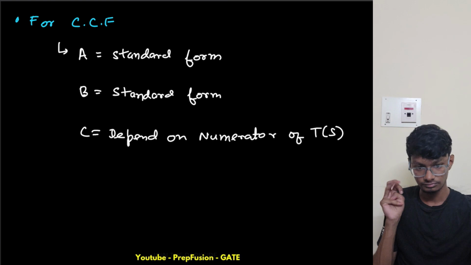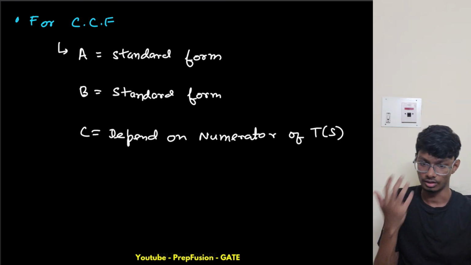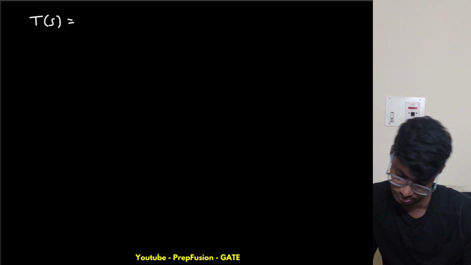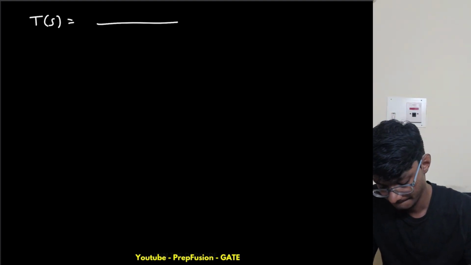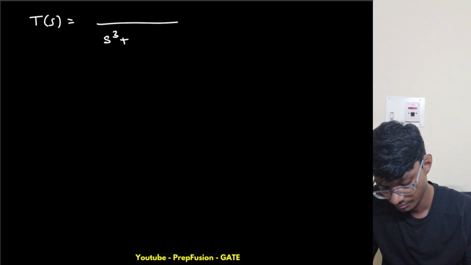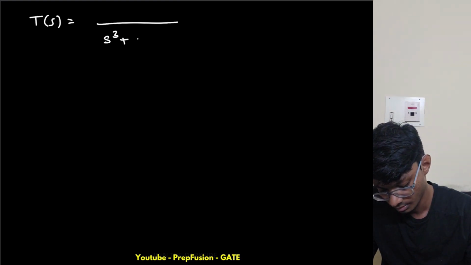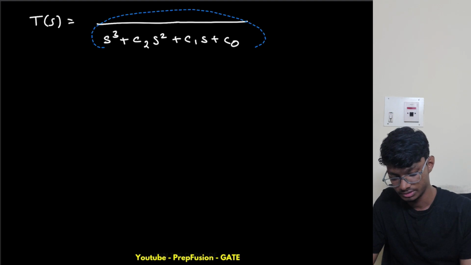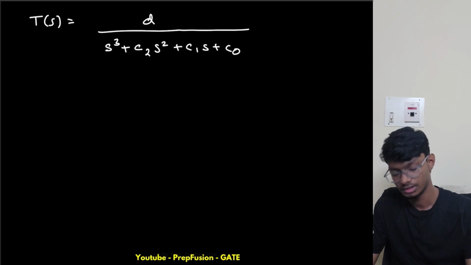Let's say I have a transfer function, which I already explained to you, of third order: s cube, where the highest power coefficient should be 1, plus c2 of s square plus c1 of s plus c0. And let me name the numerator D.